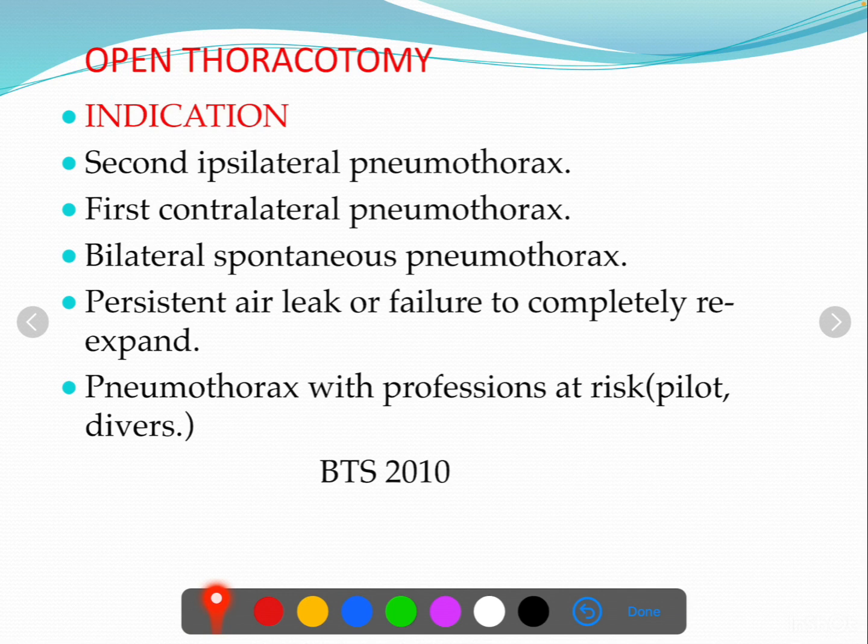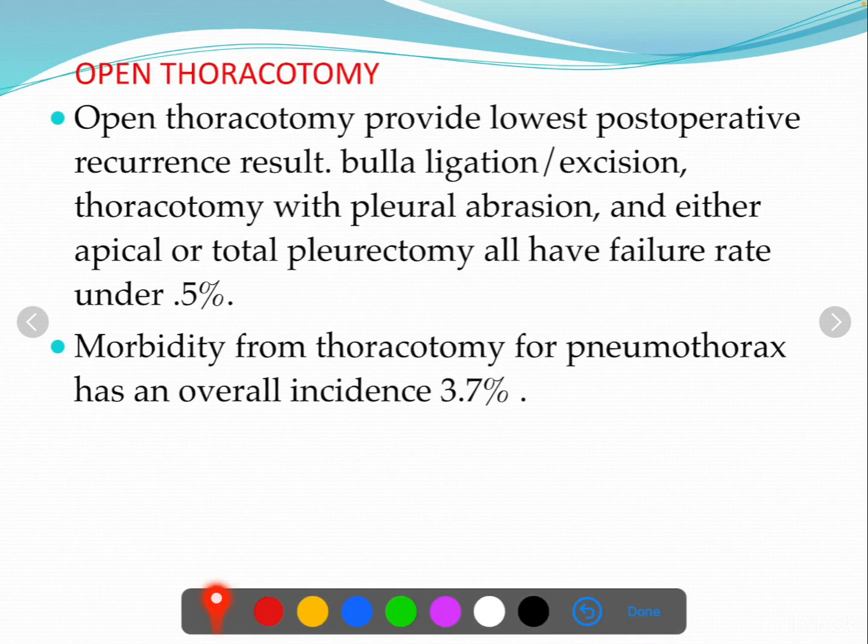It is according to the BTS guideline 2010. So what are the indications? It is second ipsilateral pneumothorax, or first contralateral pneumothorax, or bilateral spontaneous pneumothorax, or persistent air leak or failure to completely re-expand, or pneumothorax with a profession at risk, like pilots or divers.